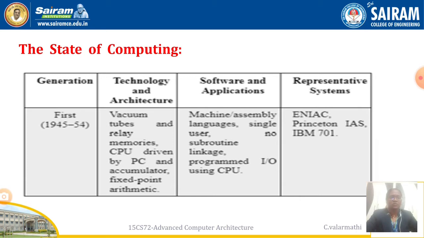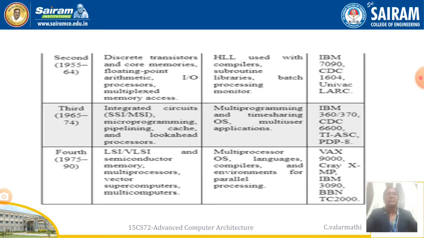languages like machine language and assembly language. The example systems used in that generation are ENIAC and Princeton IAS. The disadvantage in this first generation is that vacuum tubes are very costly and they will fuse very frequently. So in cost and also in implementation, it is more expensive. So that's why they moved on to the second generation.